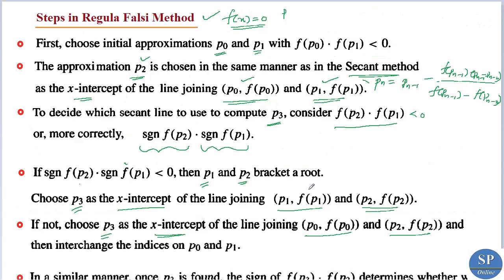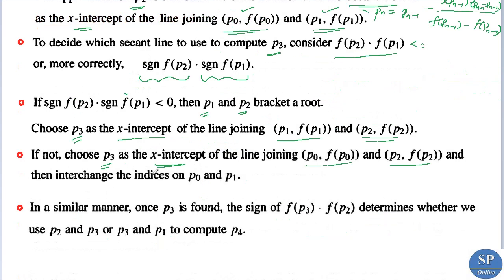It is because first we have taken P0 and P1 such that f of P0 and f of P1 are of opposite sign. So after obtaining P2, we are checking f of P2 and f of P1. If f of P2 and f of P1 are of opposite sign, we can use these 2 points P1 and P2 to find P3. But if they are not opposite signs, that means if they are of same sign, then we can use P0 and P2 to find P3. That is, in that case, we will consider P3 as the x-intercept of the line joining P0, f of P0 and P2, f of P2.